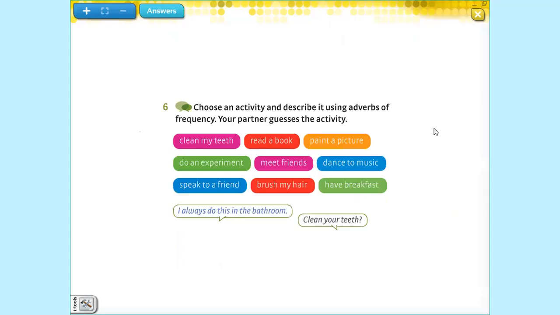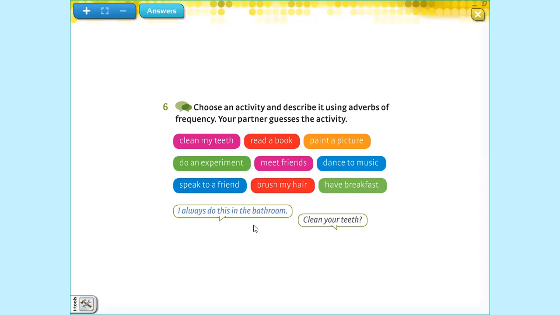Okay, over here. Well, this exercise says choose an activity and describe it using adverbs of frequency or frequency adverbs. Your partner guesses the activity. Instead, you're going to make sentences, okay, using the frequency adverbs, using these clue words. Clean my teeth, read a book, paint a picture, do an experiment, meet friends, dance to music, speak to a friend, brush my hair, have breakfast. Look at these examples.